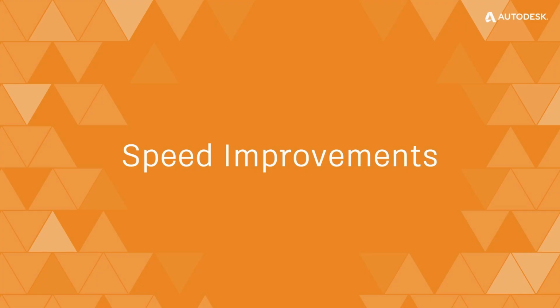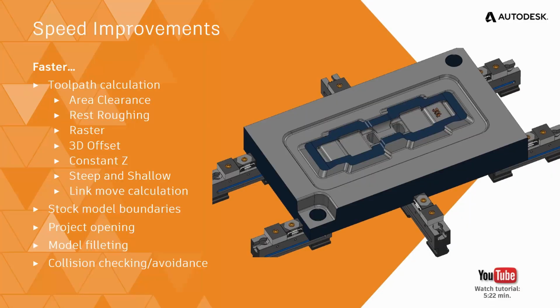So let's dig into some of those speed improvements and see how they're impacting the times it takes to calculate toolpaths and so on. Now, as I say, continuing the focus on PowerMill performance, the 2021.0 release includes multiple speed ups to toolpath calculation times. These enhancements affect many of the commonly used toolpath types. So this is things like area clearance, rest area clearance, roughing, raster finishing, corner finishing, constant Z finishing, 3D offset, steep and shallow, and many other strategies.